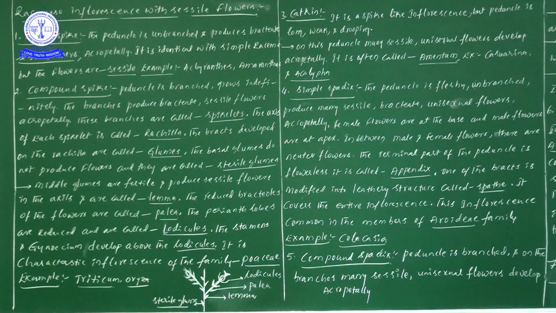Another name, kandipa, is very important. So the catkin inflorescence is also known as amentum. The best examples are Casuarina and one more is Acalypha. Next one, simple spadix inflorescence.